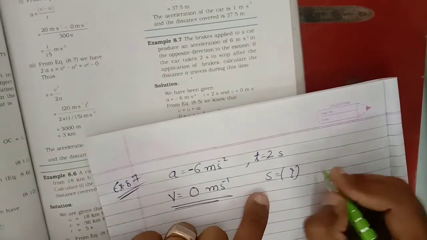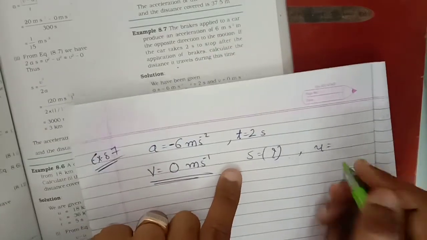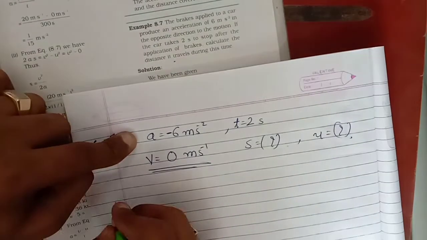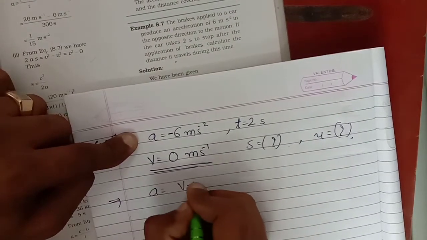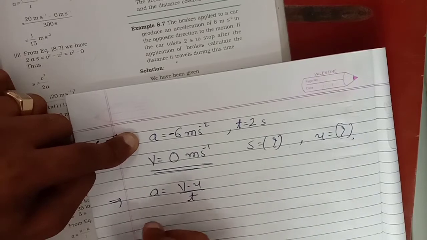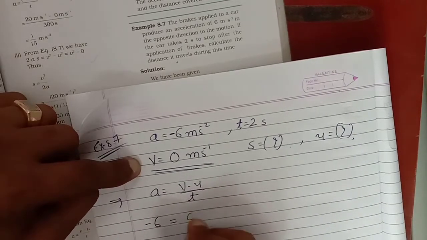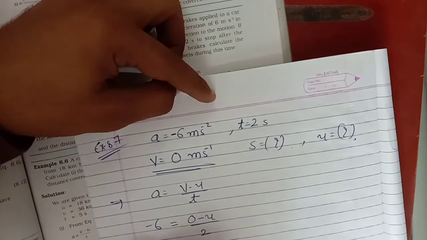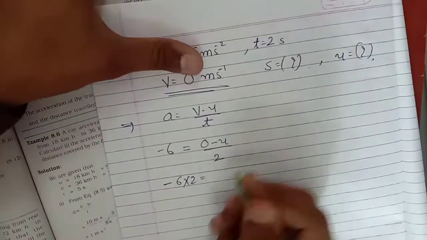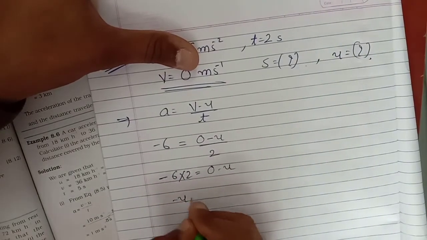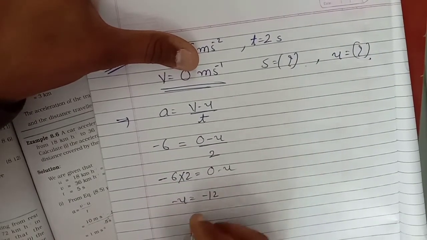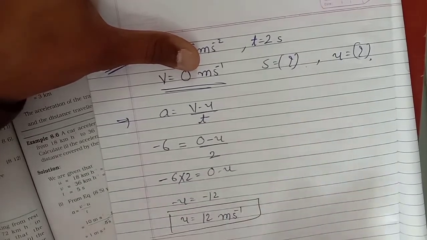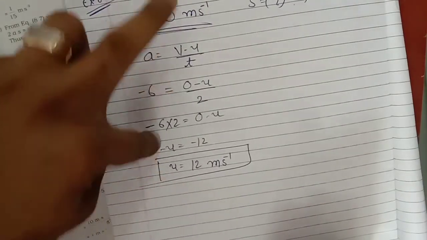To find s, you first need initial velocity, so first we have to find initial velocity using the formula of acceleration. Acceleration is what? v minus u upon t. Acceleration is given minus 6, v is given 0, you have to find u, and time is given 2. Minus 6 into 2, 0 minus u is equal to minus 12. So u is equal to what? 12 meter per second. Now you have v, you have u, a, and t.